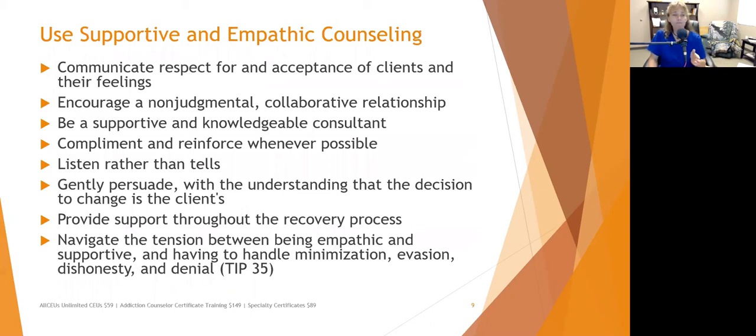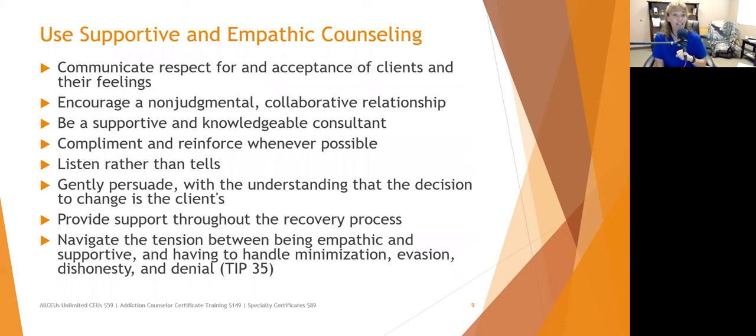Compliment and reinforce behaviors whenever possible: showing up on time, identifying if a client seems to be in a better mood, if they're more participatory in group, if they've stayed clean for an extended period of time. Anything you can find to compliment and reward that supports recovery, do that. Try to compliment and reward every single client at every single meeting.